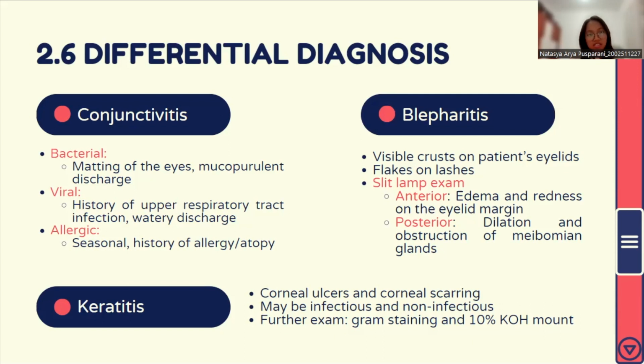Third is keratitis. It is the inflammation of corneal layers. Usually, patients would show signs of corneal ulcers and corneal scarring. Keratitis may either be infectious or non-infectious. To confirm keratitis, further exams should be done, such as gram staining and 10% KOH mount.